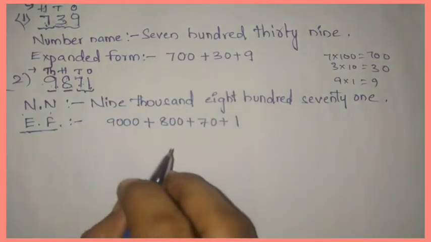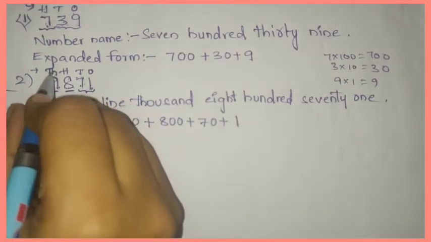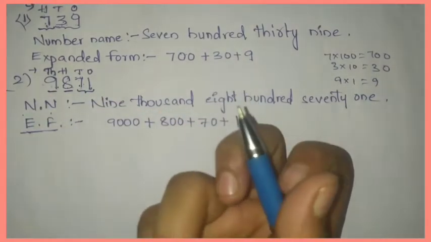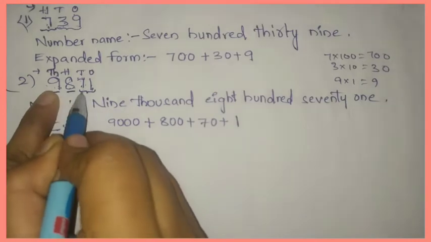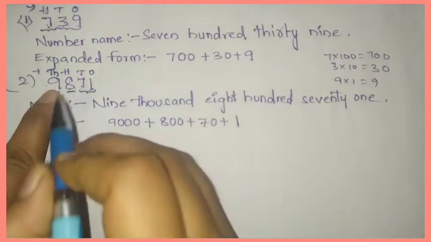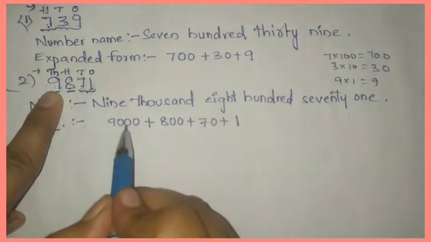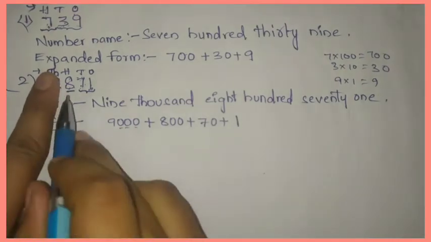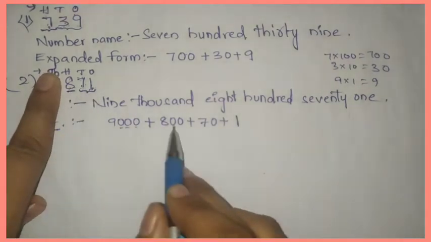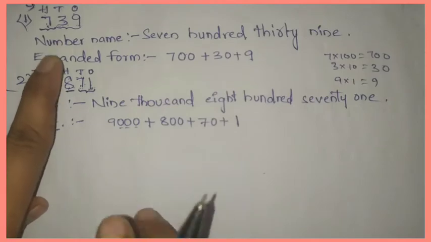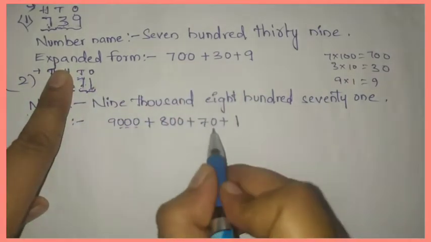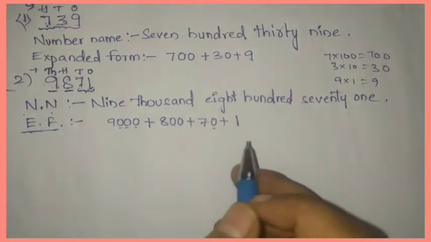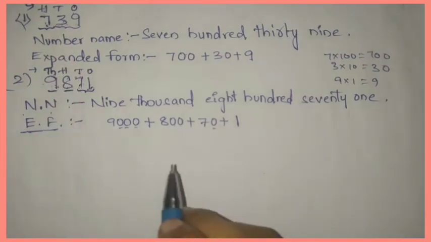Okay. If you don't know 9,000 means 9 into 1000, then simply 9, after that how many digits are here? 3. So you have to keep 3 zeros. Next 8, after that how many digits are here? 2. So you have to keep 2 zeros. 7, after that how many digits are here? 1. So you have to keep 1 zero. Like that. Okay. This is expanded form.